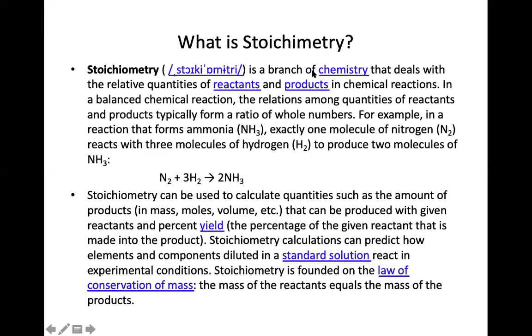Stoichiometry is a branch of chemistry that deals with relative quantities of reactants and products in chemical reaction. In any chemical reaction, you know, there are some reactants, and after the reaction, some products we can get. So stoichiometry deals with the relative quantities, how much quantity of each reactant you use in the reaction and how much quantity of the products you can get.